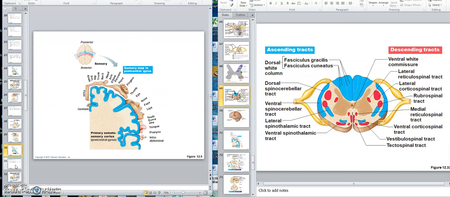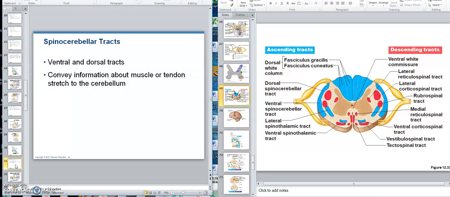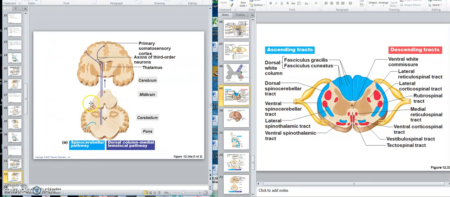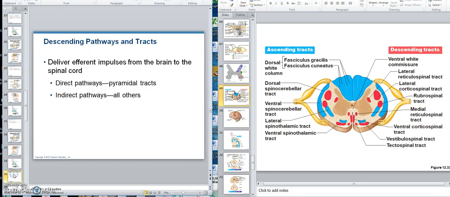Okay, here again is what I was showing you. Spinocerebellar, ventral and dorsal tracts, and they have to do with muscle and tendon stretch. Remember I said the cerebellum has to do with proprioception, how you're positioned within space. So that's the spinocerebellum, balance and everything. Okay. So we go further. Descending tracts. We're going to start right there, and I'm going to start another video.